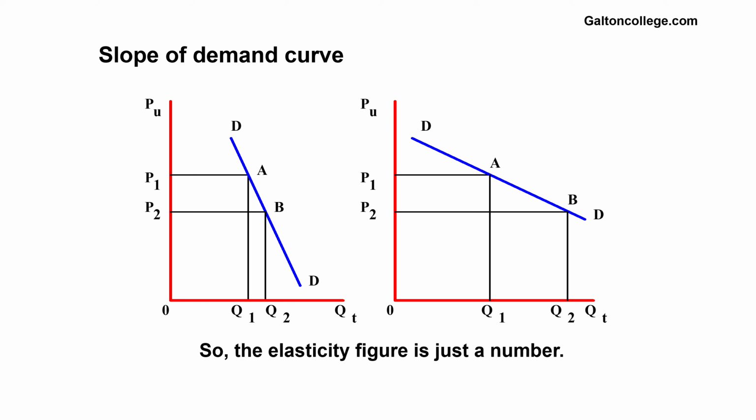So the elasticity figure, and this is the important point, the elasticity figure is just a number. It's not associated with any units. For example, you can't say the elasticity is 2 kilograms. There's no unit. It's just 2. It's just an integer. The number is 2 or it's 3 or it's a half or whatever it is. So it's just a number when you work it out.